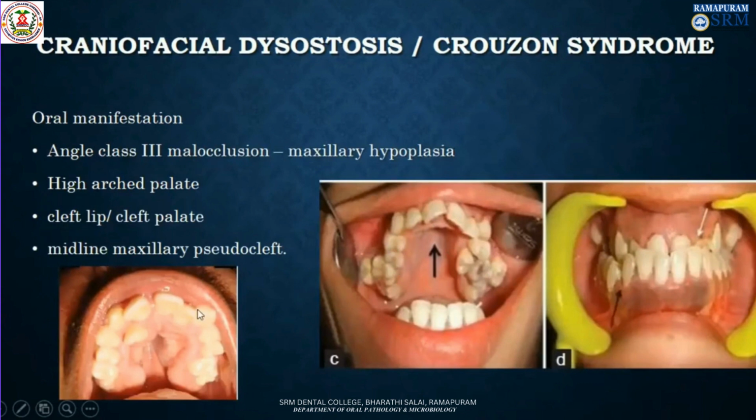Then there's something called midline maxillary pseudocleft. So these patients do not actually have a cleft, but because of the high arched palate and also the expansion of the alveolar process, it is called pseudocleft, cleft-like midline maxillary pseudocleft.